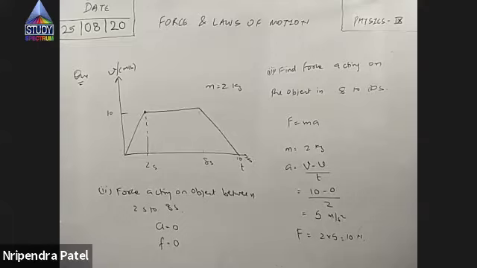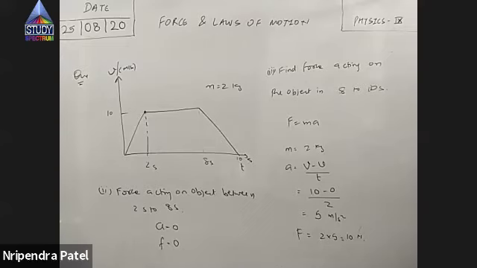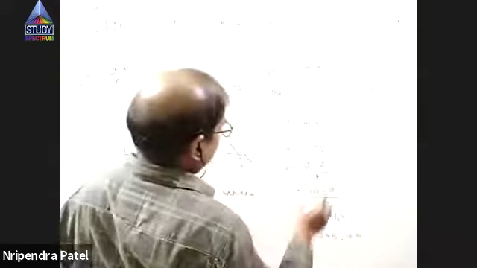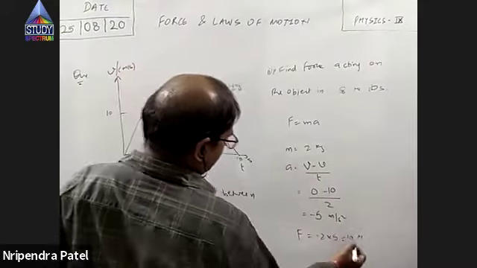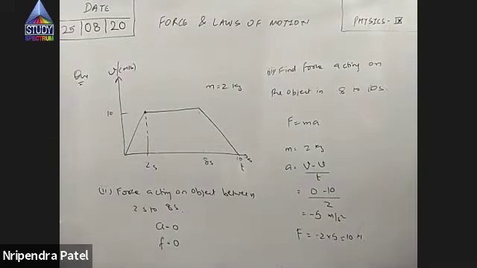So there is no force acting on the object? No force acting on this object. Why? Velocity does not change at all. Acceleration is 0. So Newton's second law of motion says force acting on it is 0.